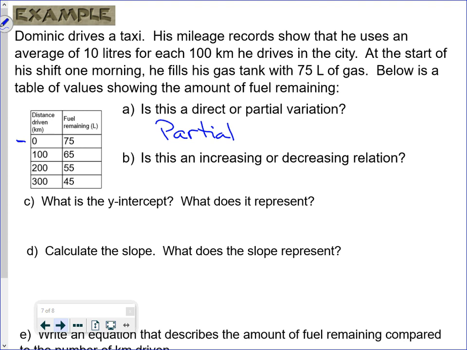Is this an increasing or decreasing relation? So if we start with our smallest x value of 0 and work our way down the table, when we look at our y values, we have 75, we go down to 65, down to 55, down to 45. So because it's going down each time, this is a decreasing relation.